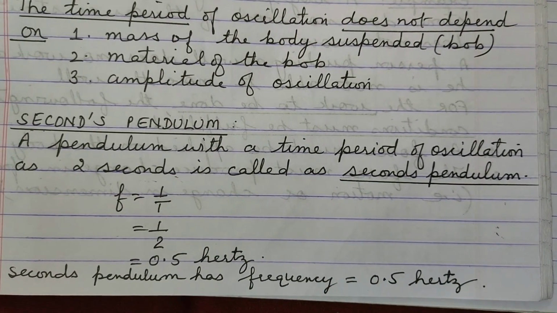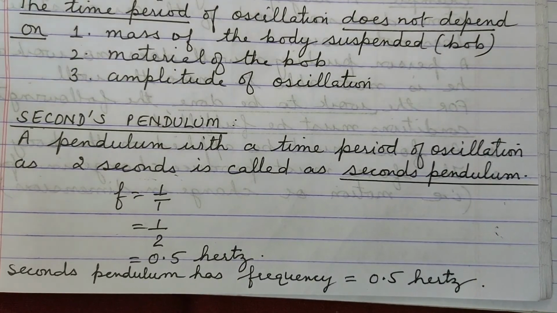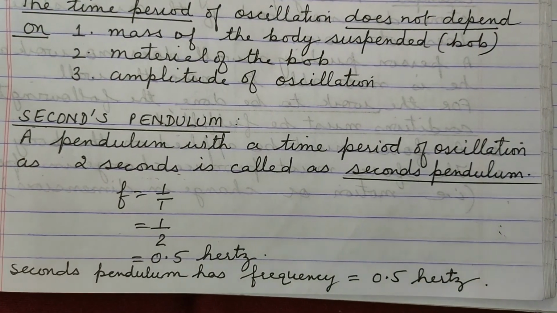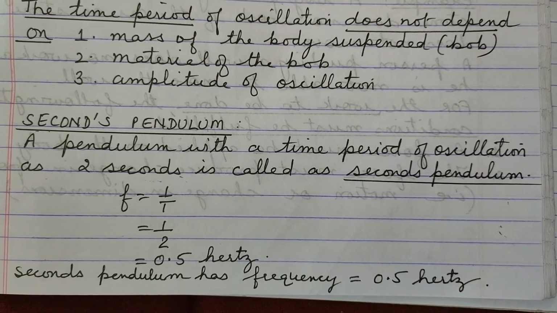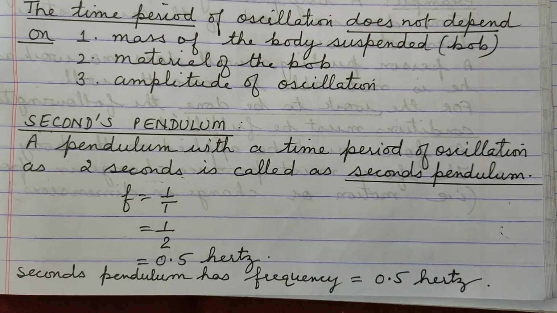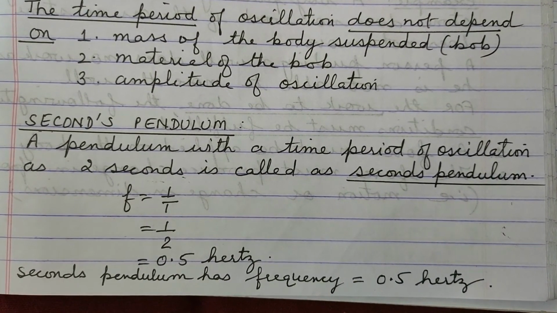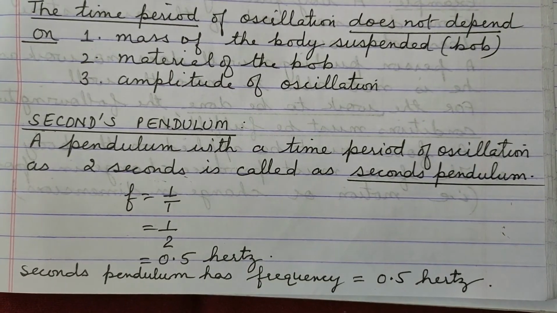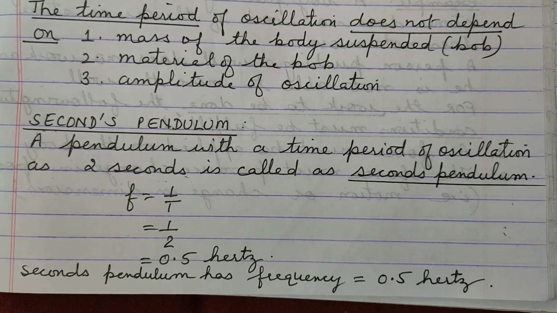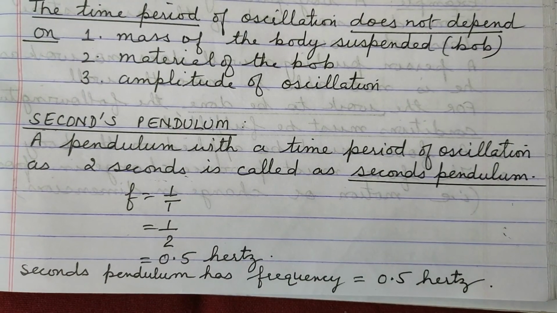And you can solve a number of numerical problems based on the basic formula of the time period of a simple pendulum, which is given as T is equal to 2 pi under root L by g. Rearranging this formula, a number of numerical problems can be solved.